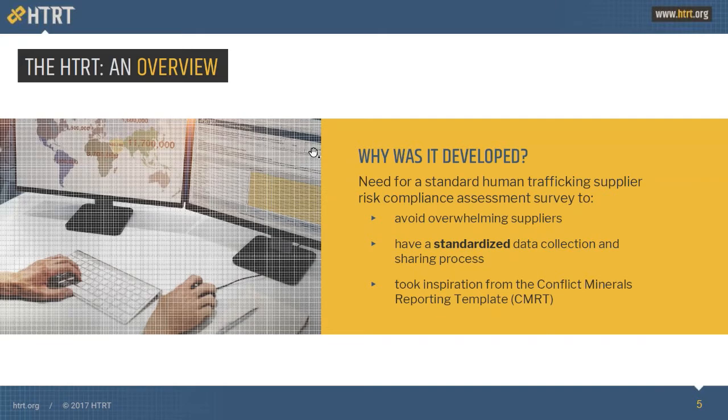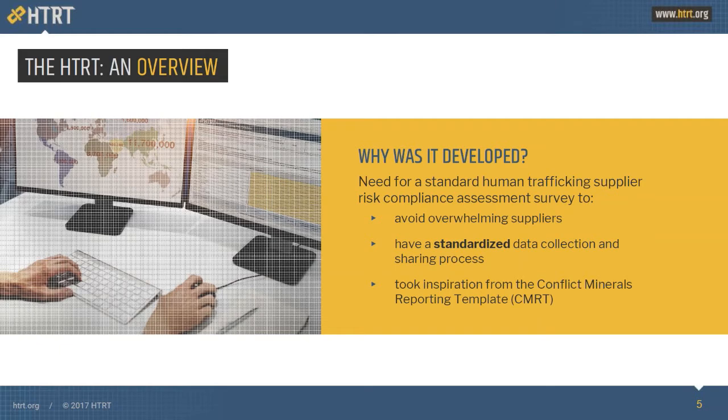So why was the HTRT developed? Well, for a number of years now, we've seen an increase in focus and awareness on slavery and human trafficking in supply chains. And this has in turn resulted in new or increased regulations and laws around human trafficking and slavery in supply chains. This has also been coupled with greater NGO scrutiny, more and more media investigations around this issue. And I think it's fair to say there's a general increase in investor and consumer expectations when it comes to the steps that companies need to be taking to prevent this human rights violation from occurring in their supply chains.